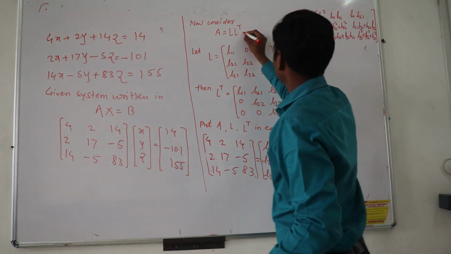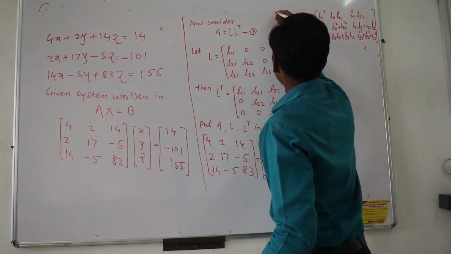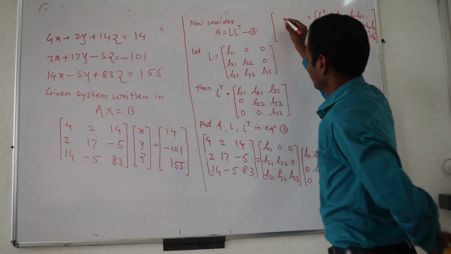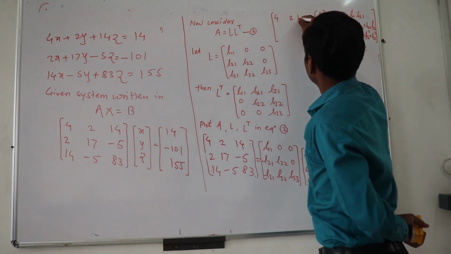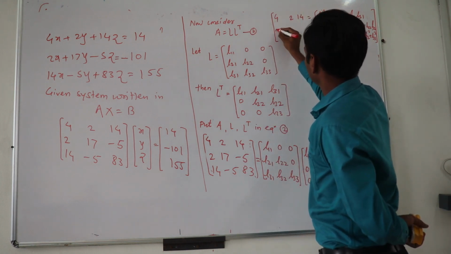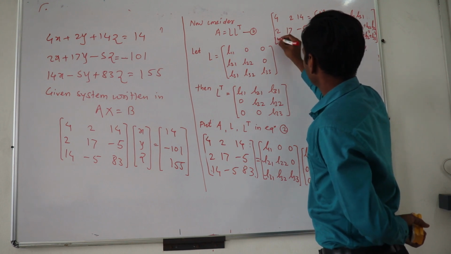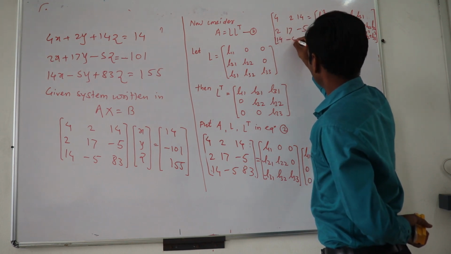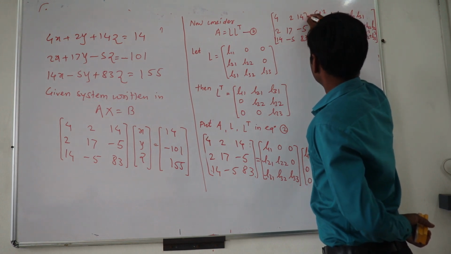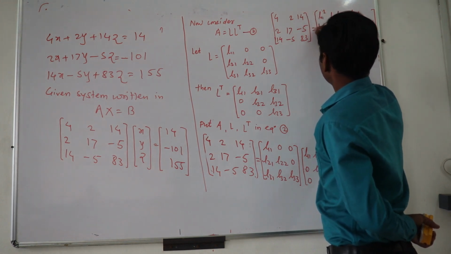This is our second equation. So A matrix is 4, 2, 40, 2, 17, minus 5, 14, 40, minus 5, 83. That is the A matrix as it is.